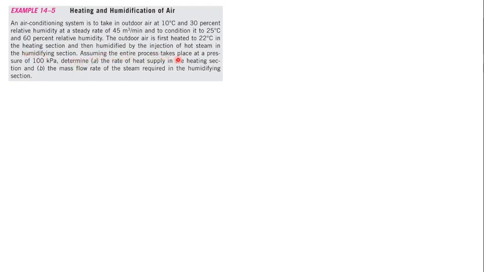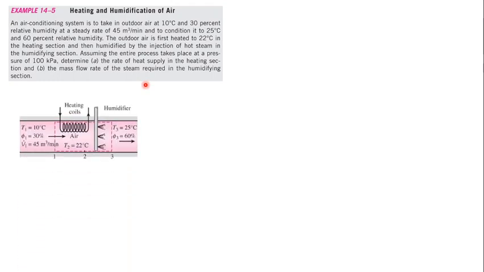Assuming the entire process takes place at a pressure of 100 kPa, determine A, the rate of heat supply in the heating section, and B, the mass flow rate of the steam required in the humidifying section. So this is the schematic diagram of the section discussed in an air conditioning system. So this is section 1-2, where we have the heating coil, and then we have the section of 2-3, where we introduce spray of water in order to increase the humidity.